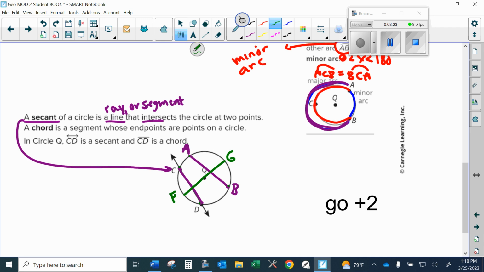Okay, so secant and chord vocabulary again. All chords are segments. There's a segment symbol. A secant can be a line, ray, or segment. It's not just a line. Okay, go 2 pages ahead.